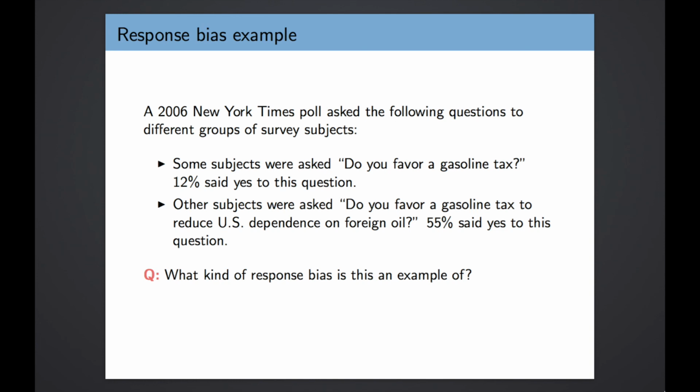So what kind of response bias is this an example of? This is an example of a framing effect. The way that the question is phrased has an impact on the way that people respond to it. In the second version of this question, which says, do you favor a gasoline tax to reduce U.S. dependence on foreign oil, a positive benefit of the gasoline tax is presented to survey respondents. And so more of those people were likely to say that they did favor the gasoline tax than when the question was just phrased very plainly, do you favor a gasoline tax? So the difference in phrasing of these questions affects the way that people respond to it.